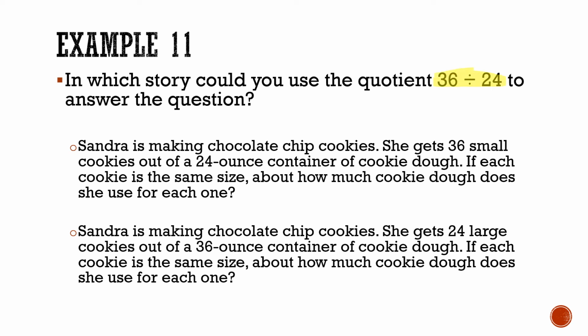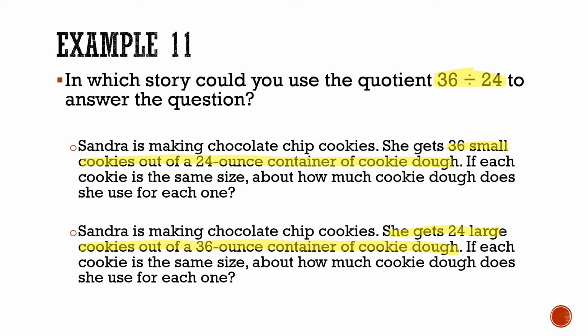It says Sandra is making chocolate chip cookies. She gets 36 small cookies out of a 24-ounce container of cookie dough. If each cookie is the same size, about how much cookie dough does she use for each one? The second one says Sandra is making chocolate chip cookies and she gets 24 large cookies out of a 36-ounce container of cookie dough. And then, of course, we're asking ourselves the same question in both stories, which is how much cookie dough does she use for each one?